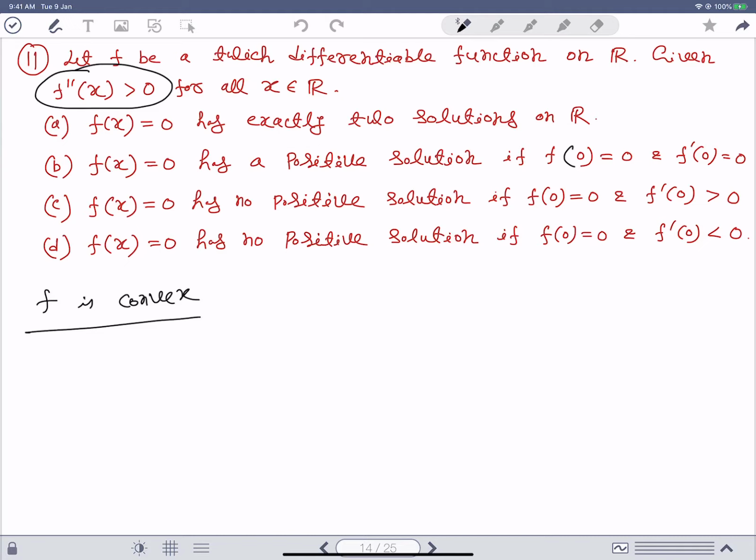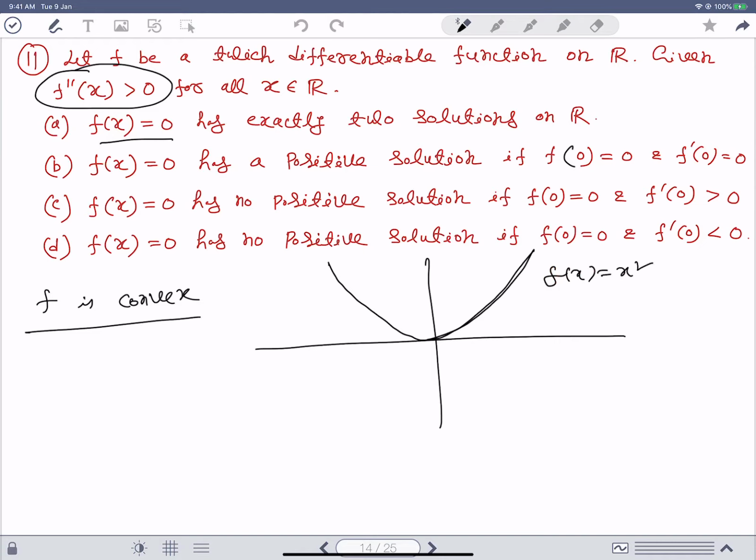It is no, right? Now, suppose it is given that f is convex, does it mean that f has 2 solutions? No, it is given that f 0 equal to 0, right? So, we can take just f x equal to x square. Then f 0 equal to 0, it is convex, right? But it has only one solution, right? So, this will not be the answer.